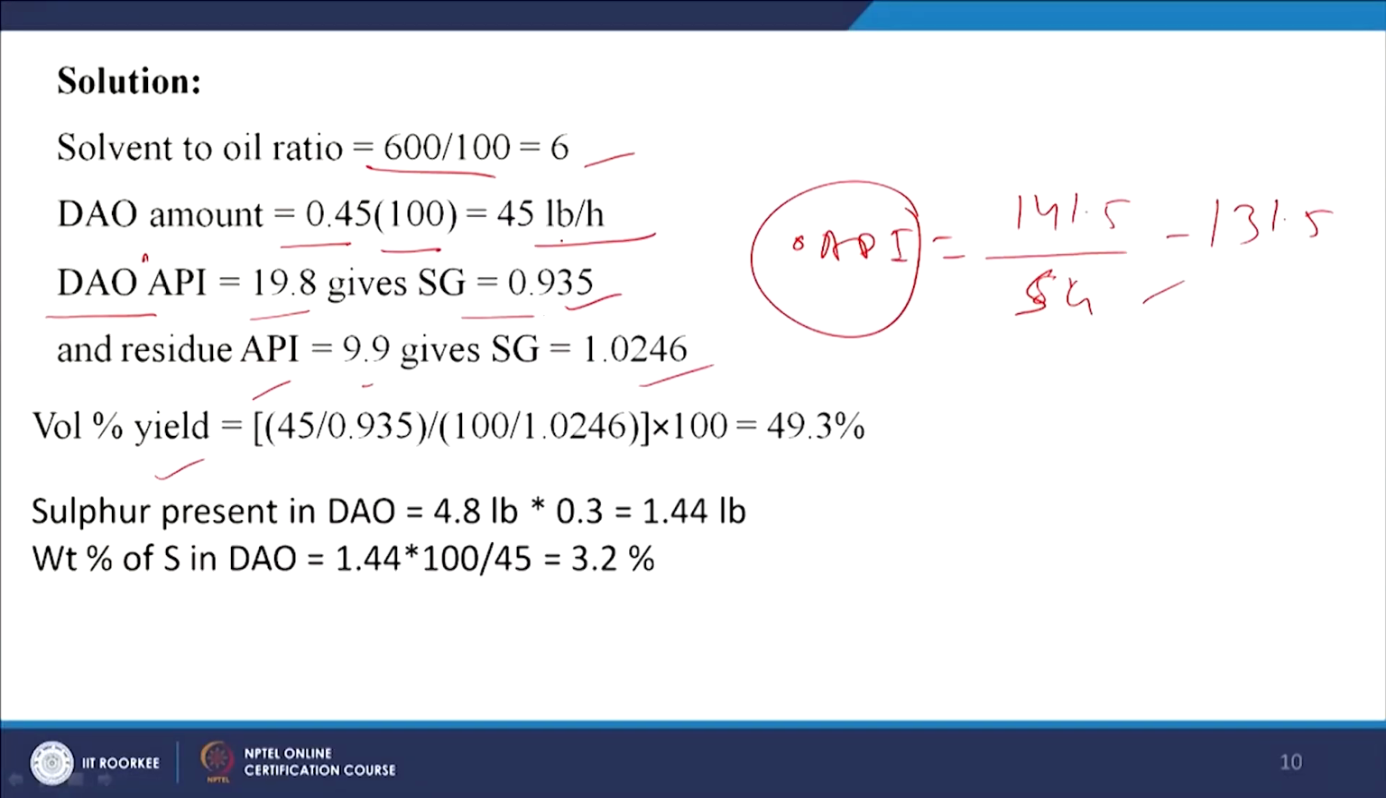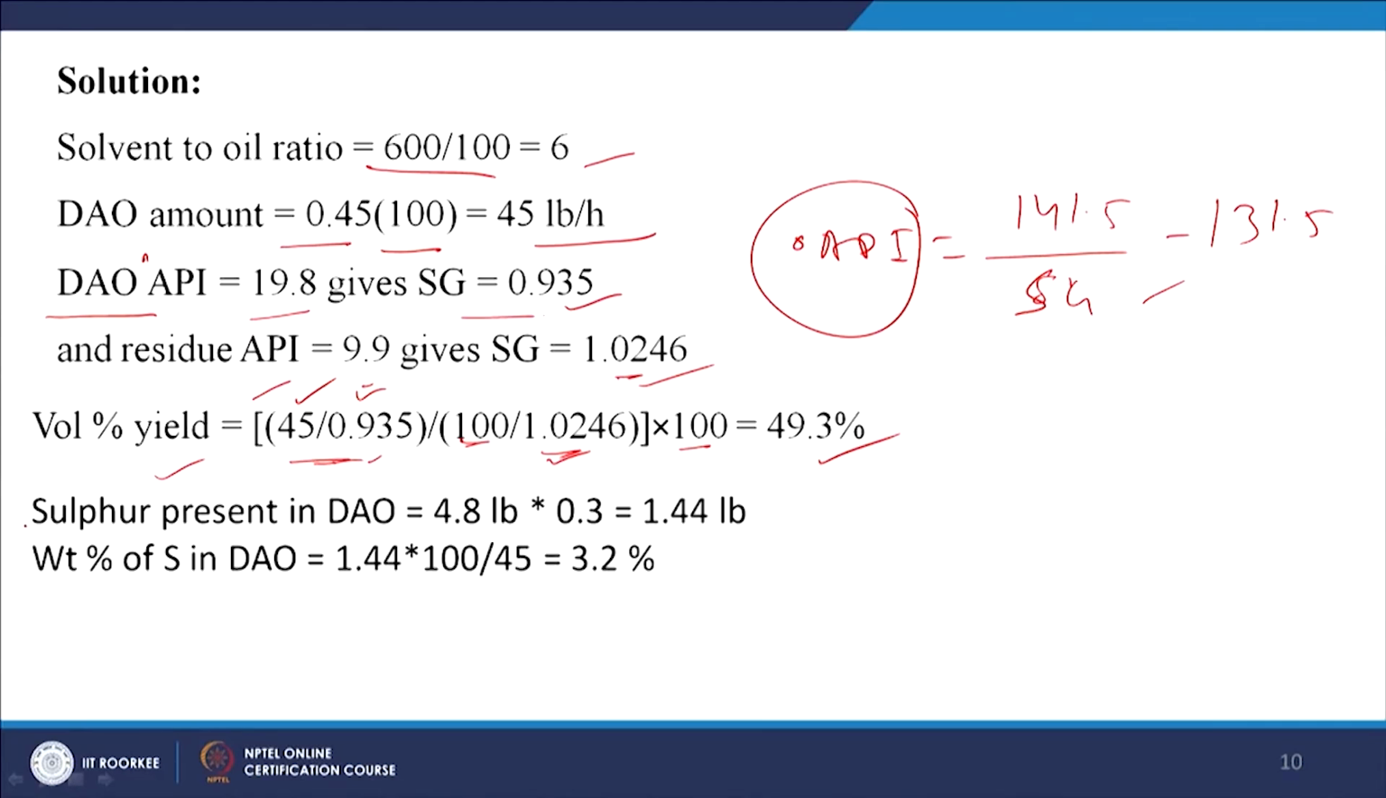Then what will be the percentage yield? That is equal to 45 divided by specific gravity, since 45 is the mass, that will be the volume of the DAO. And the total volume of the residue is 100, the mass, divided by its specific gravity. So, the volume of DAO divided by the volume of the residue or feedstock, times 100, gives 49.3% DAO yield. Now, it is given that sulfur content is dependent on the DAO yield, and if DAO yield is around 50%, 30% of the sulfur will be transferred to DAO.